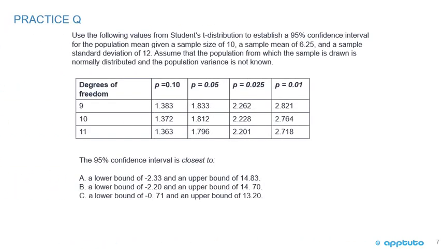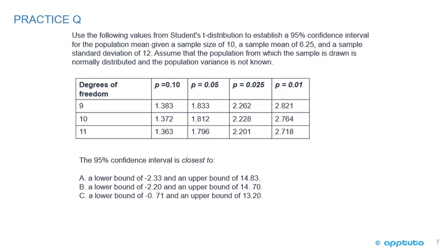Another practice question on calculating confidence intervals. It says use the following values from the student's t-distribution to establish a 95% confidence interval for the population mean, given a sample size of 10, a sample mean of 6.25, and a sample standard deviation of 12. Assume that the population from which the sample is drawn is normally distributed and the population variance is not known.